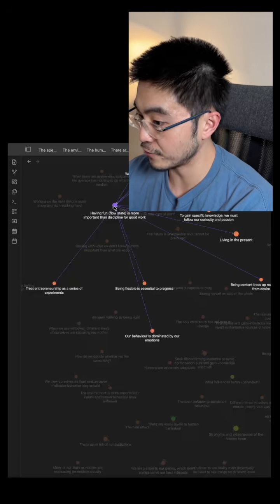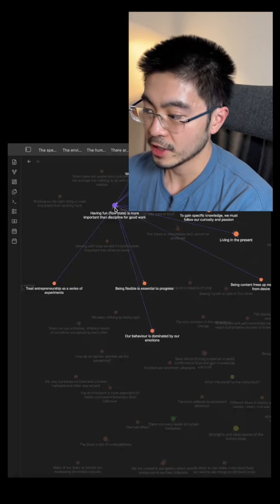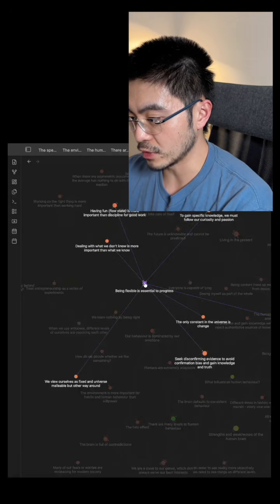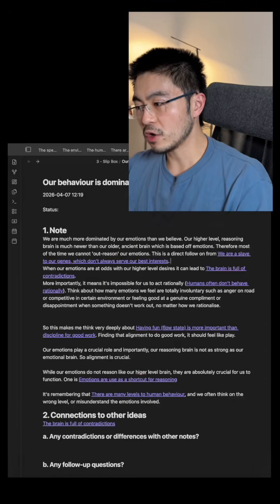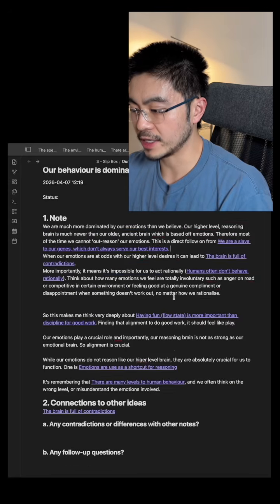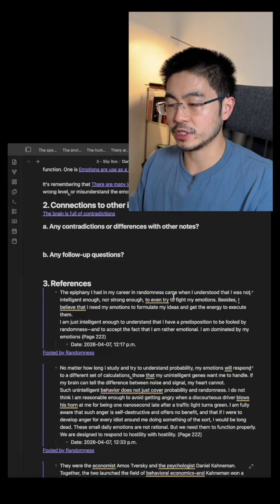And then we see here a different connection from this point: having fun, flow state is more important for good work. We see here it's being flexible is essential to progress. And then that actually sparked a little light bulb moment. Because if we go back to our note, our behavior is dominated by our emotions, one of the points being made here is that by and large, our emotions are not flexible.